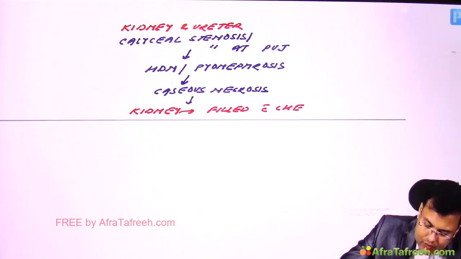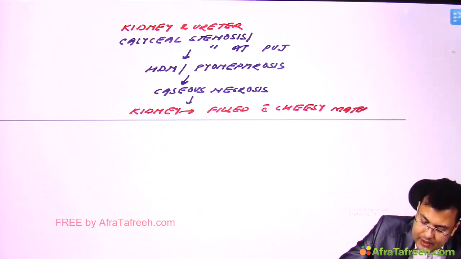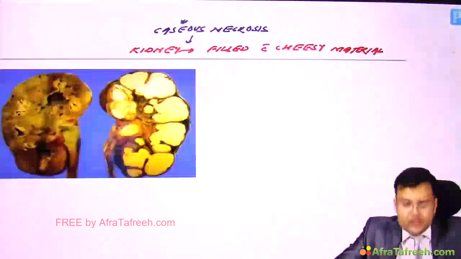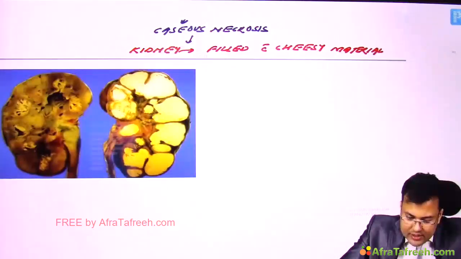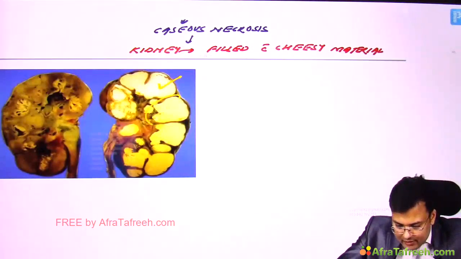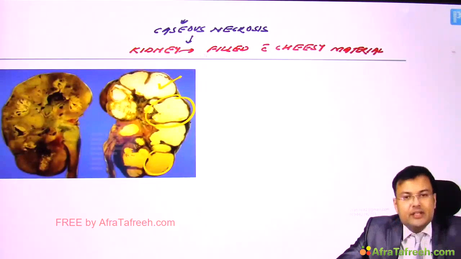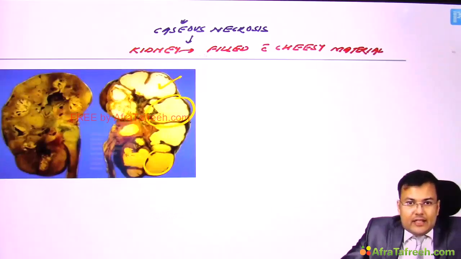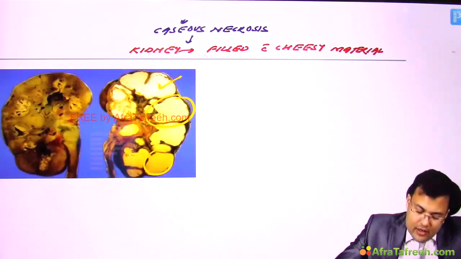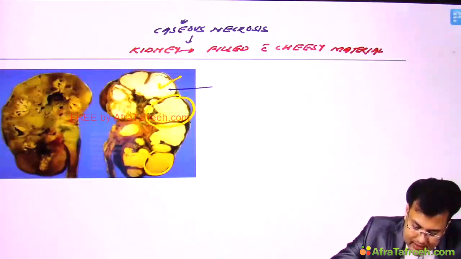This question was asked in JIPMER. It was an image-based question. So how does it look? See here, the kidney is filled with cheesy material. When we do the grossing, we can see the presence of this cheesy material. Over a period of time there is calcification. So the kidney is filled with cheesy material, and what's the name of this kidney? This is known as putty kidney. In this there is scattered calcification also.